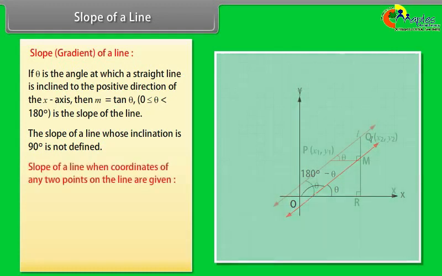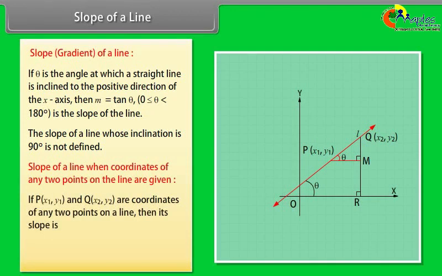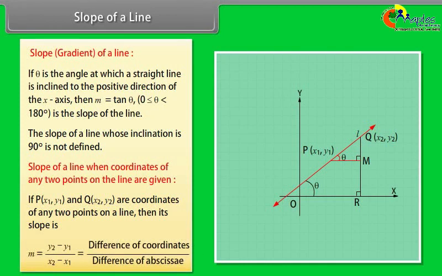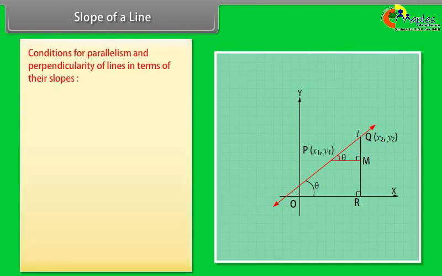Slope of a line when coordinates of any 2 points on the line are given. If P(x1, y1) and Q(x2, y2) are coordinates of any 2 points on a line, then its slope is m is equal to (y2 minus y1) by (x2 minus x1), which is the difference of ordinates by the difference of abscissae.